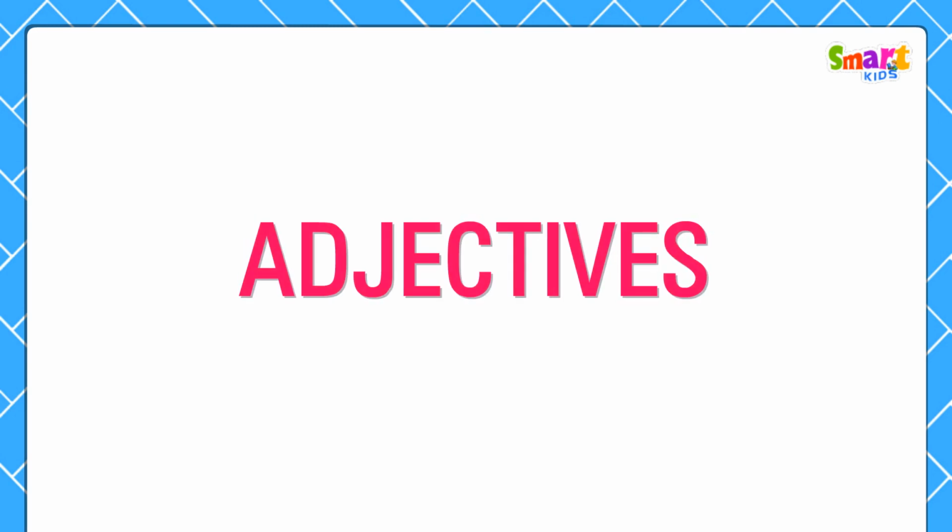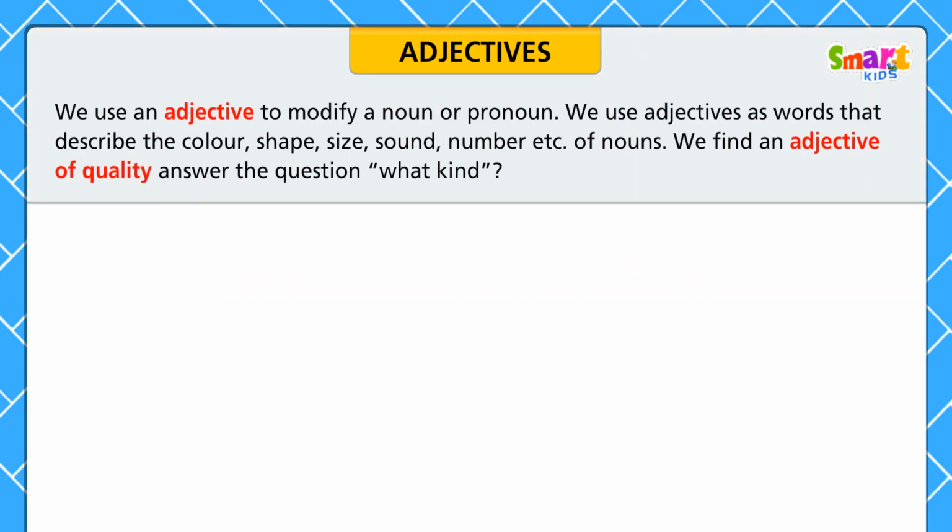Adjectives. We use an adjective to modify a noun or pronoun. We use adjectives as words that describe the color, shape, size, sound, number, etc. of nouns. We find an adjective of quality answer the question, what kind?